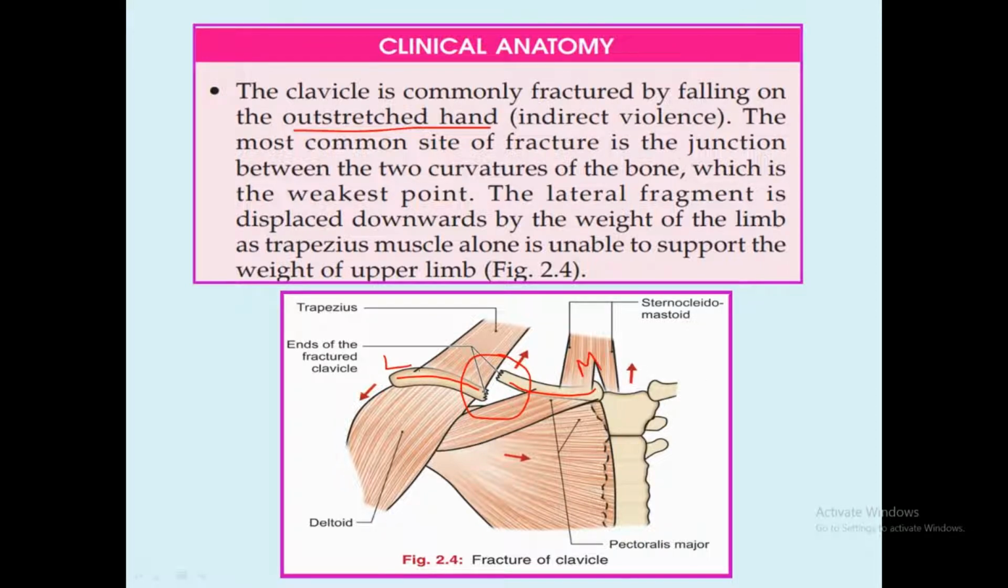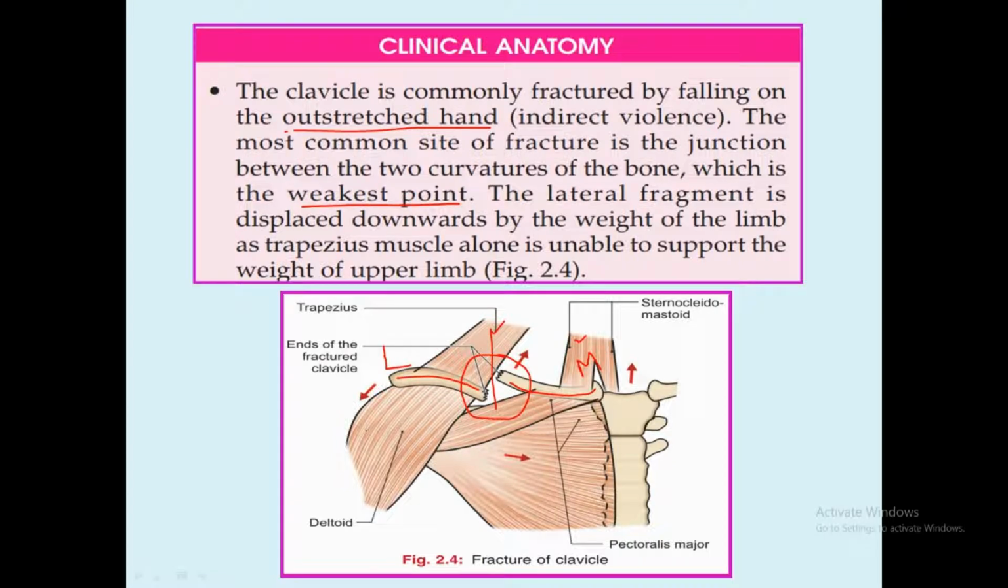So this is the junction between the two curvatures of the bone. This junction we call the weakest point. So the lateral fragment we can say, and this one is the medial fragment.